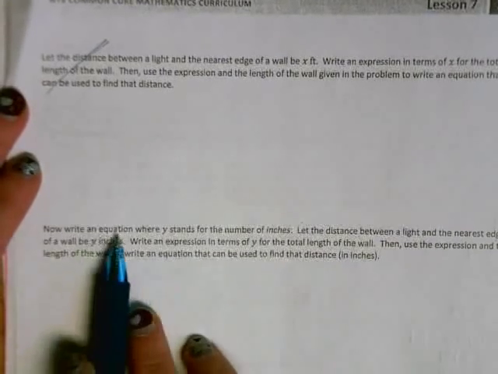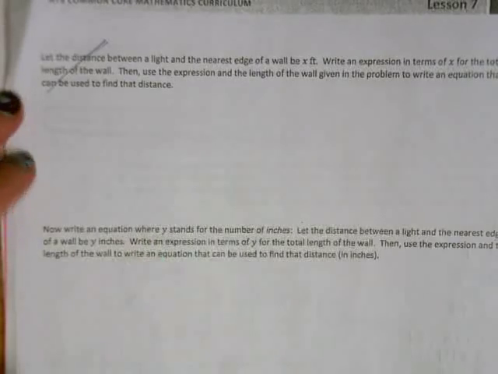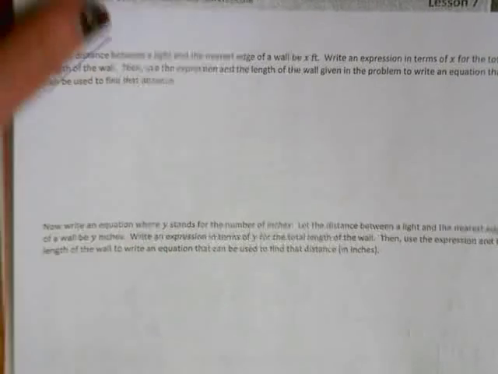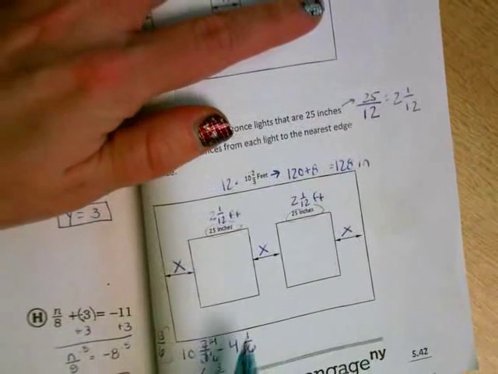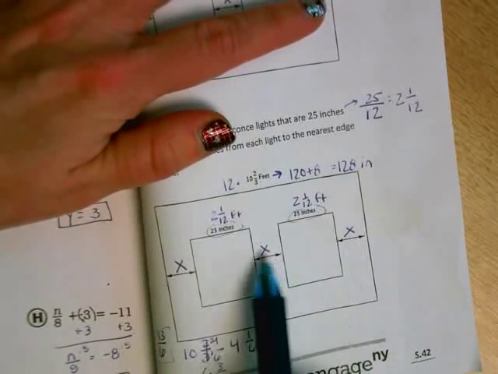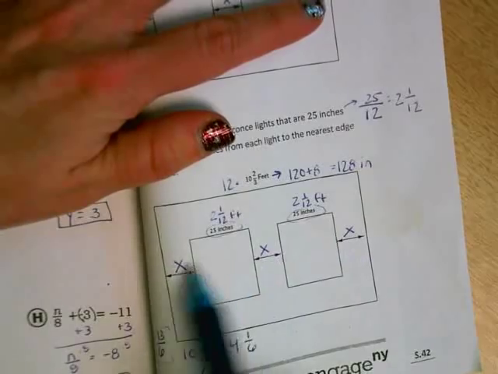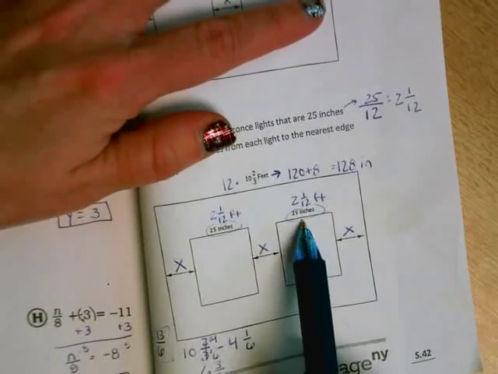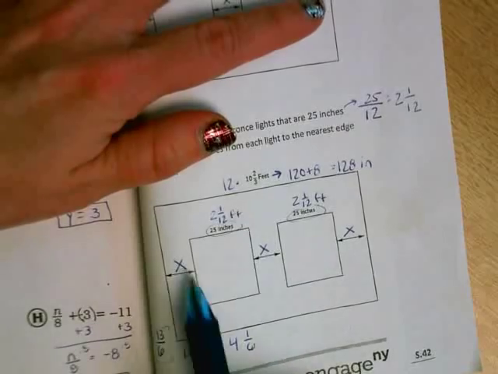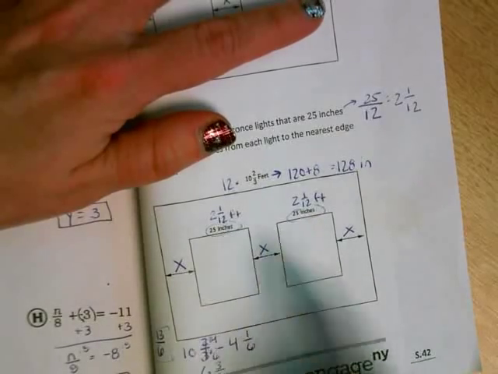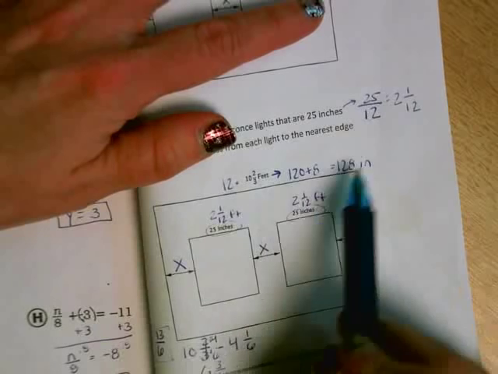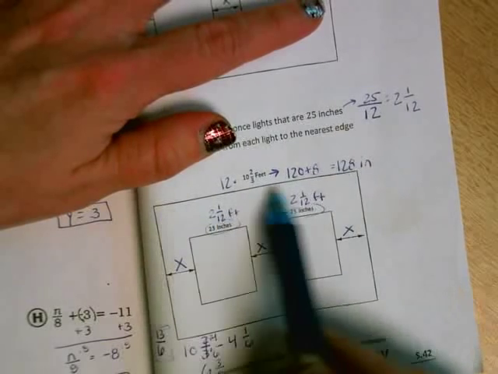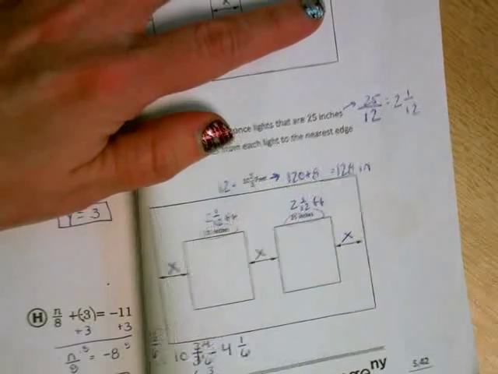They say this time to write an equation where y stands for the number of inches. So if we looked at the same picture on here, here's our picture. How would we write this? And we'll just call these y's right here with inches. So we have 3 y's plus 25 plus 25 is going to give us our total. So 3 y's plus 50 inches total. And that was going to equal our whole length of 128.